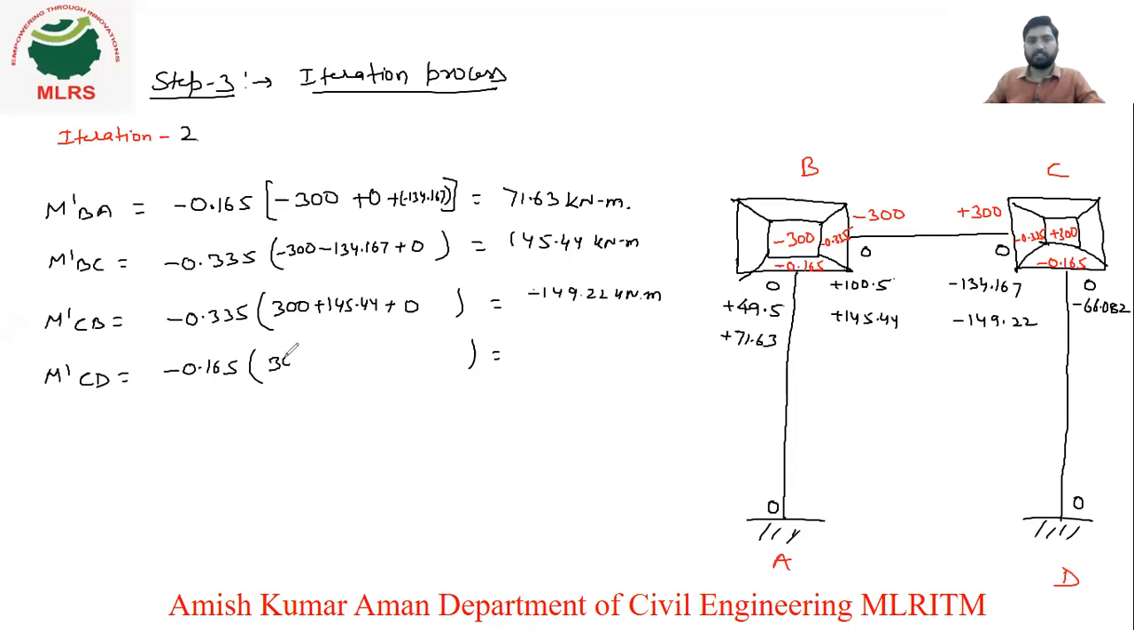Next here, this is 300 fixed moments plus CD. So D is your near and B will be far. So near is 0 and far is 145.44. So plus 145.44. If you will calculate this value, you will get minus 73.49. So here update this value minus 73.49.